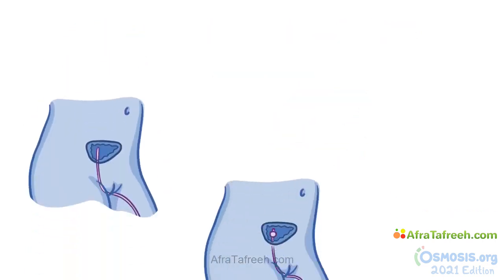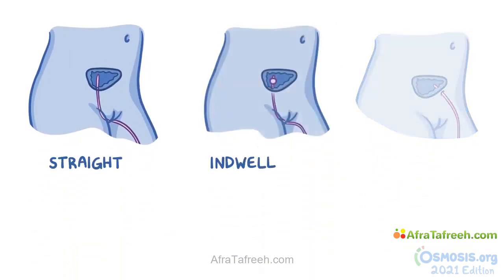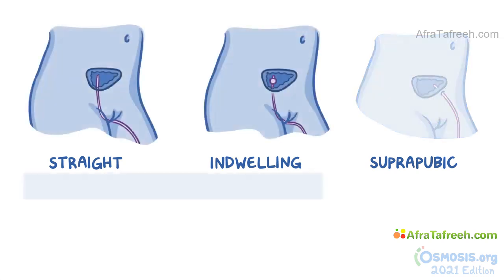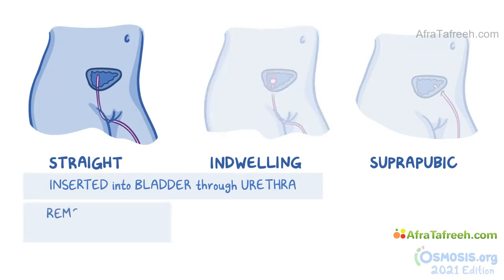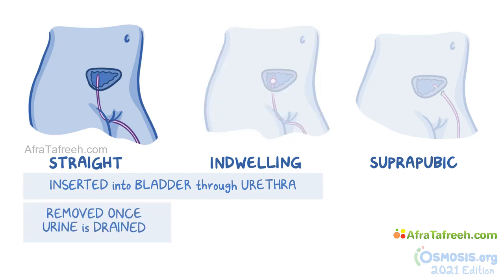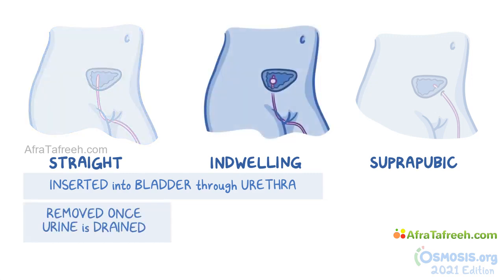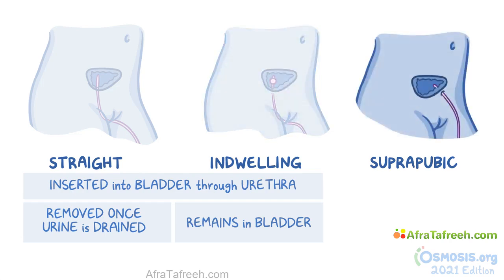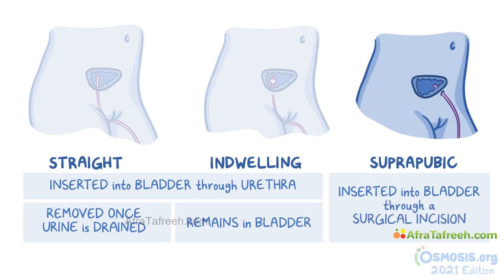Now, the most common types of urine catheters are straight, indwelling, and suprapubic catheters. Both straight and indwelling catheters are inserted into the bladder through the urethra, but the difference is that a straight catheter is removed once the urine is drained, while an indwelling urinary catheter, also called a Foley catheter or retention catheter, remains in the bladder and lets the urine drain continuously into a drainage bag. With the suprapubic catheter, supra means above, and pubic refers to the pubic bone, so it's inserted into the bladder through a surgical incision made above the pubic bone.